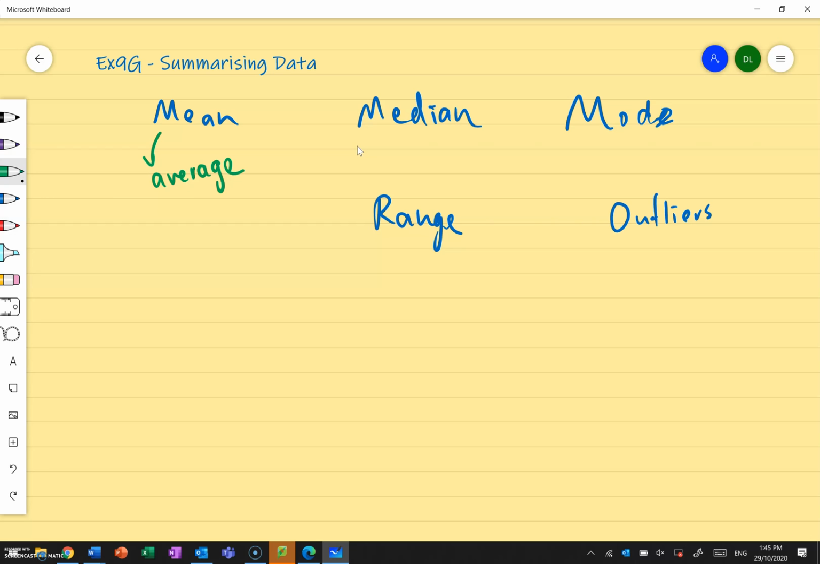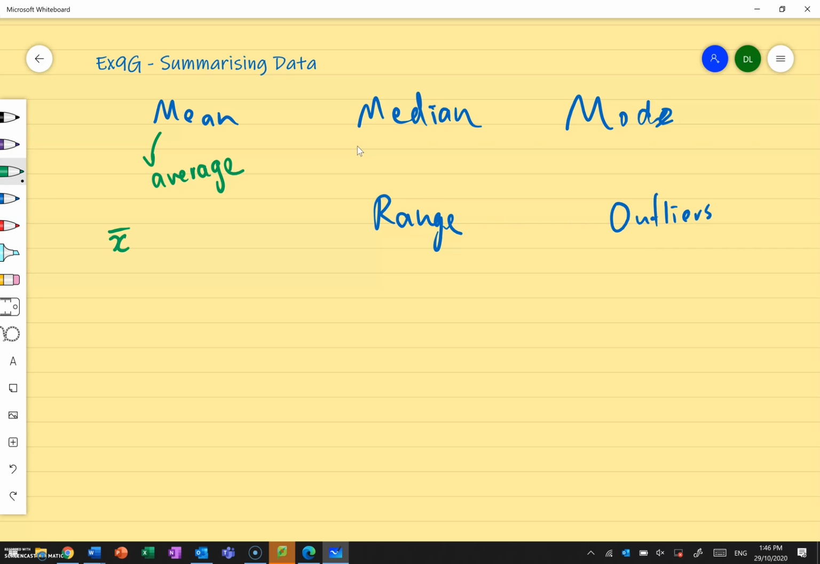Now, what I mean by set of data, it can mean anything, right? So if I said every single person in this classroom has $10 on them, let's say. What would the average amount of money per person, or the mean amount of money per person, be? $10, easy.